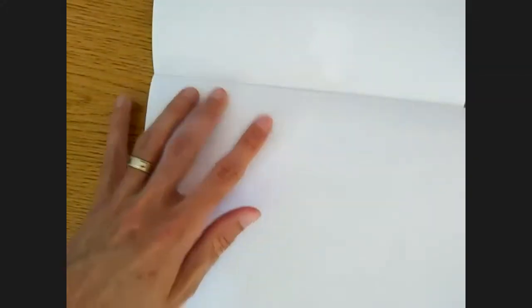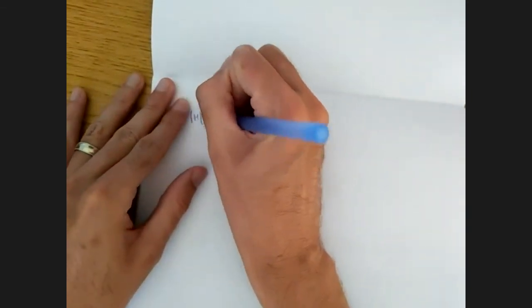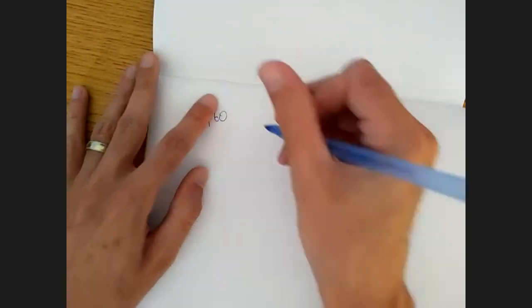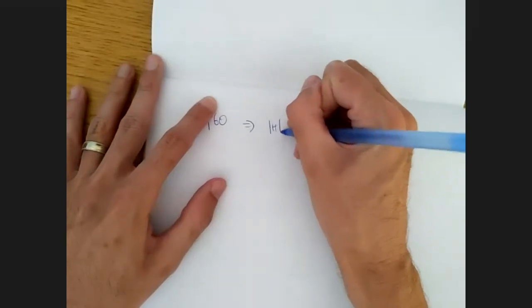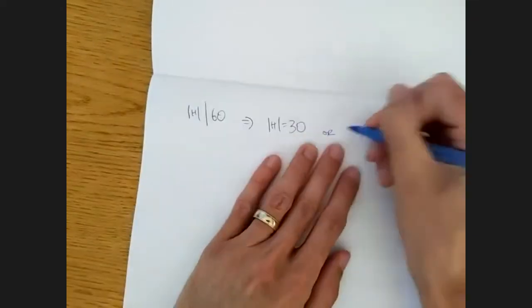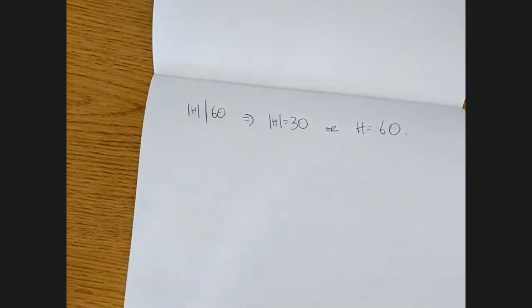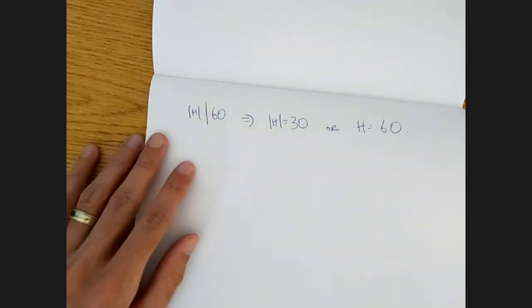H is a subgroup of G, so the order of H divides 60. So what possibilities are there for the order of H that divide 60 and are at least 25? That implies that either the order of H is 30 or the order of H is 60. Okay, if the order of H is 30, what happens?